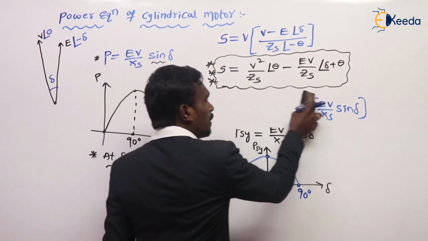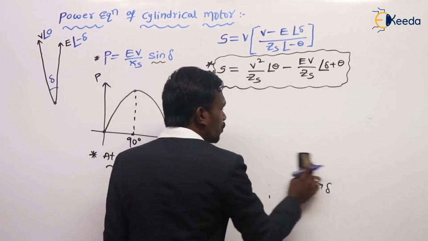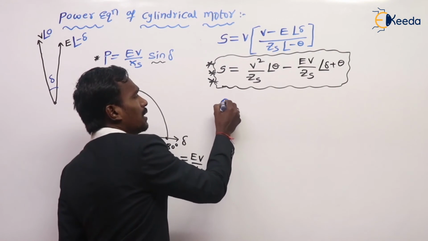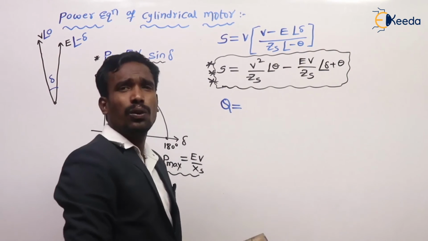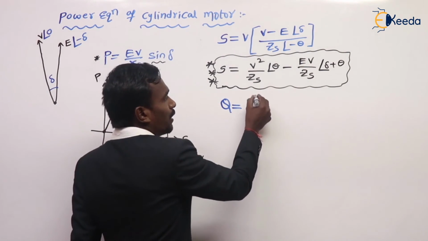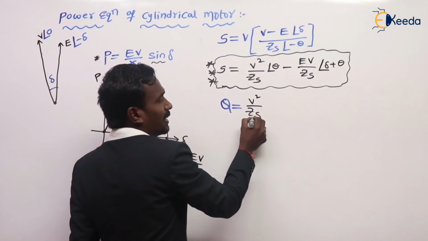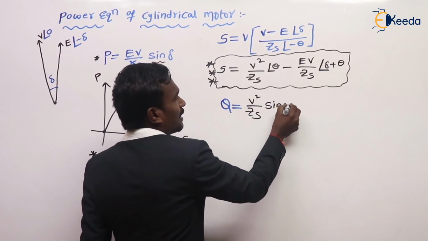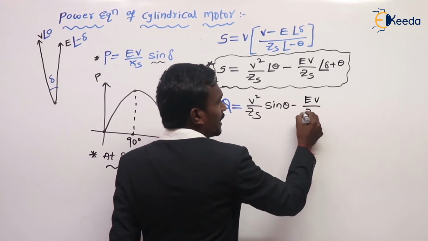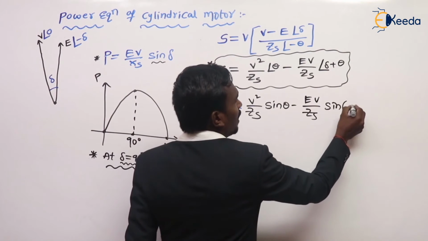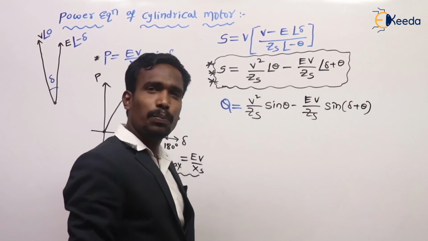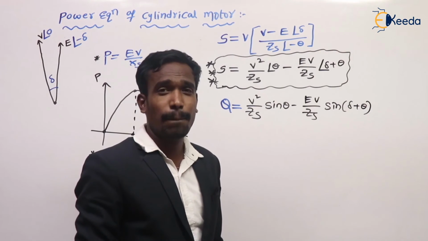What is reactive power? Q. Q is equal to VI sin phi actually. But from the apparent power, the reactive power Q, can you give me? Yes, Q is equal to V square upon ZS sin theta minus EV upon ZS sine of delta plus theta. This is the reactive power of the synchronous motor.